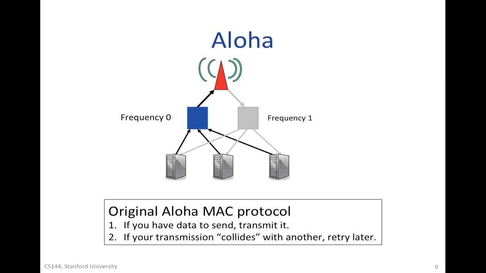If you have data to send, transmit it. If your transmission collides with another, retry later. That was it. So very simple. You send, and then if you discover that it collided, then you would retry later.